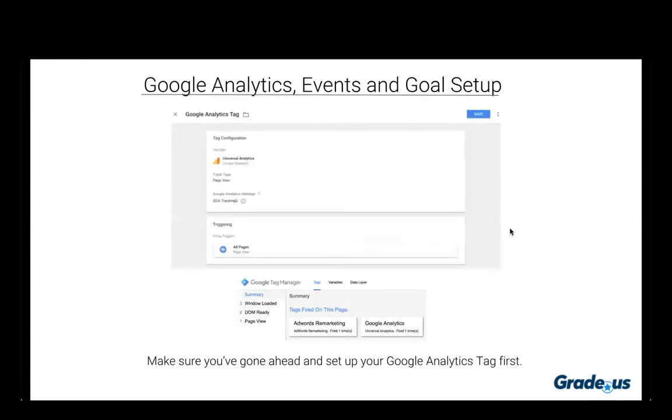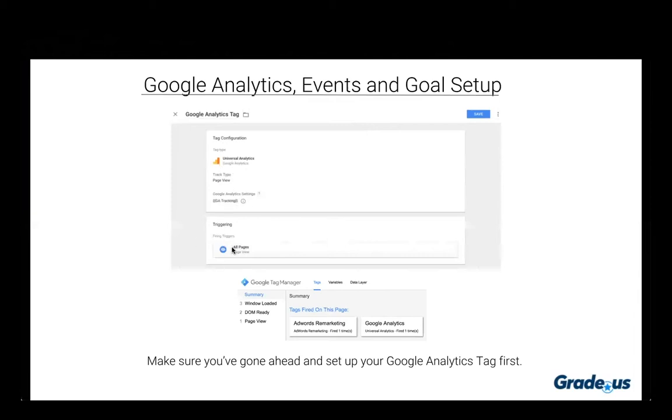Okay, so now that you have your Google Tag Manager working for Grade Us, the first thing we're going to do is set up a couple of key components that will help you implement some of these really exciting features. The first is making sure that you do have Google Analytics set up. Whether you're already using that on your clients' pages, you'll want to make sure that you're setting up a Google Analytics tag that uses the Universal Analytics tag type, and then your specific Google Analytics code.